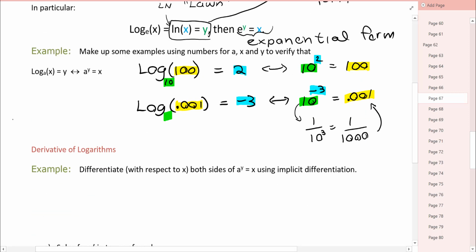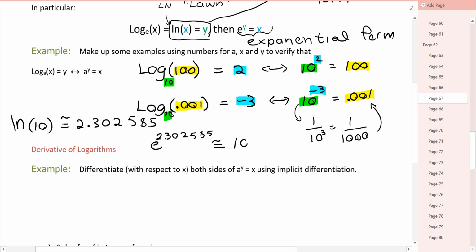Okay, let's try it with the natural logarithm. The natural log of, I don't know, let's try 10. Let's see what that is. I'm getting approximately 2.302585. Okay, so that means that e to the 2.302585 should equal approximately 10. And you can check that out.